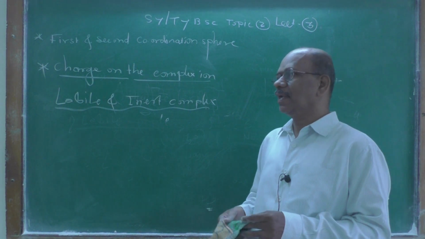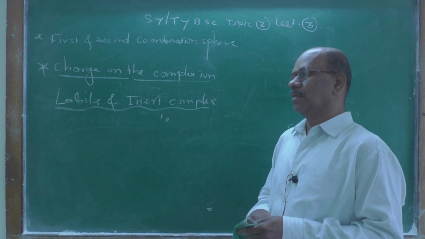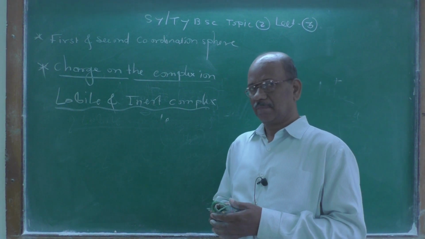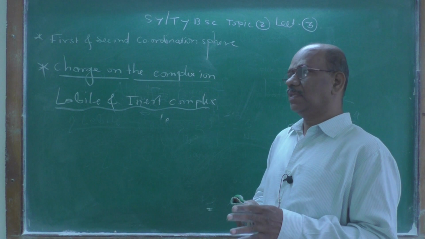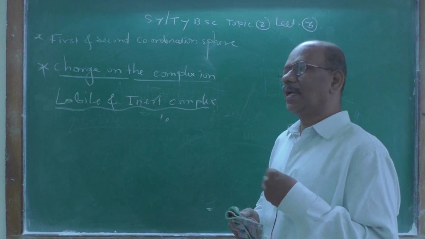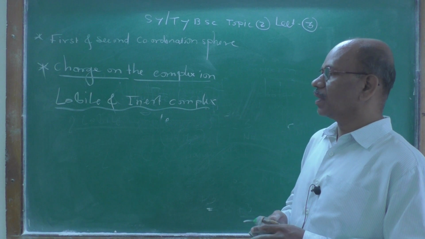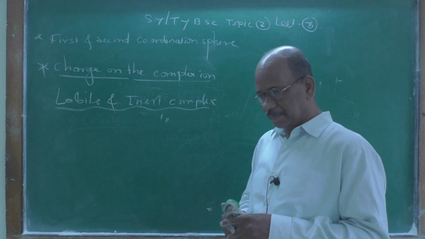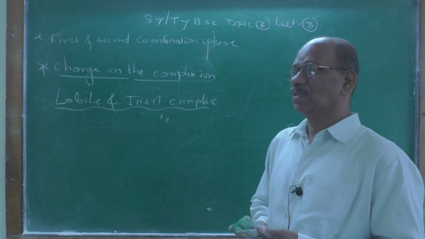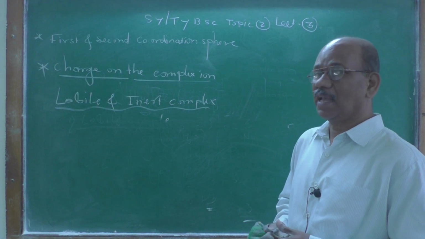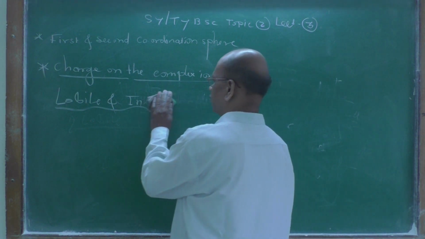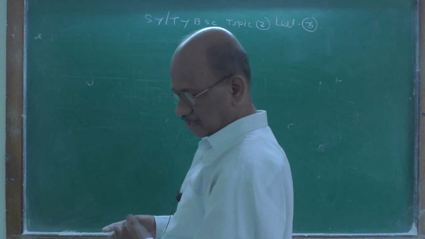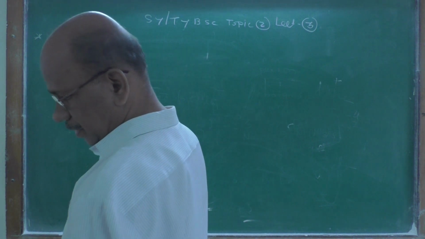For example, if you consider oxalato, it donates 2 electron pairs, so it is bidentate. Ethylene diamine again donates 2 electron pairs. Depending upon that, these ligands are considered polydentate ligands, or they are also called chelating agents. So I will explain another term, that is metal chelate and chelation.